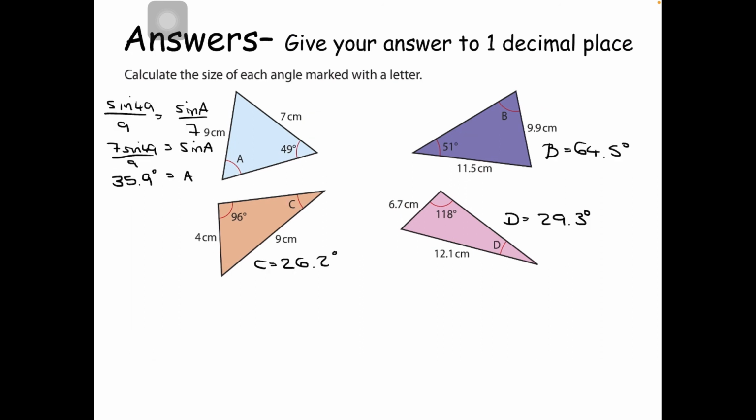Okay guys, there are your answers for the 4 that we should have done from the video. So we should have A is 35.9, B is 64.5, C is 26.2, and D is 29.3. Make sure you are completing the worksheet that is also on Show My Homework so that we can check that we are able to switch between finding missing angles and missing sides and applying all of this to exam questions. Any problems, please let me know.